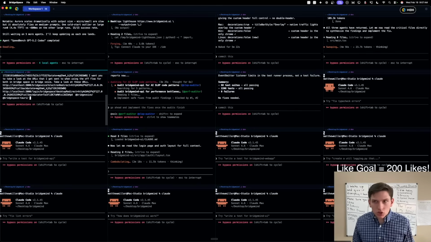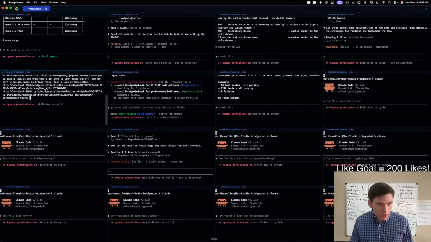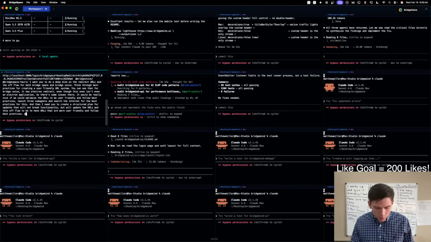Launch 3 subagents and search the internet for the best practices for this. And then I need you to create a structured plan for updates that will not break functionality, but will update the URLs and this auth flow to have URLs that are more user-friendly and follow best practices. So I also need to drop in the BridgeMind UI.